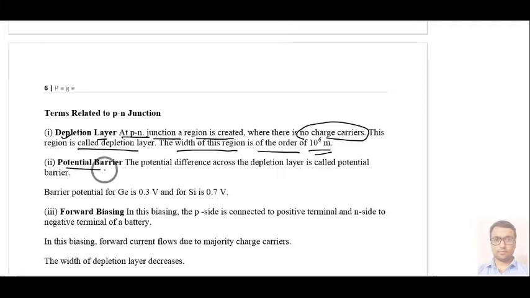After that, we have the potential barrier. As I already told you, this is the potential difference across the depletion layer, and this barrier potential is different for different semiconductors. For germanium it is 0.3 volt, and for silicon it is 0.7 volt.